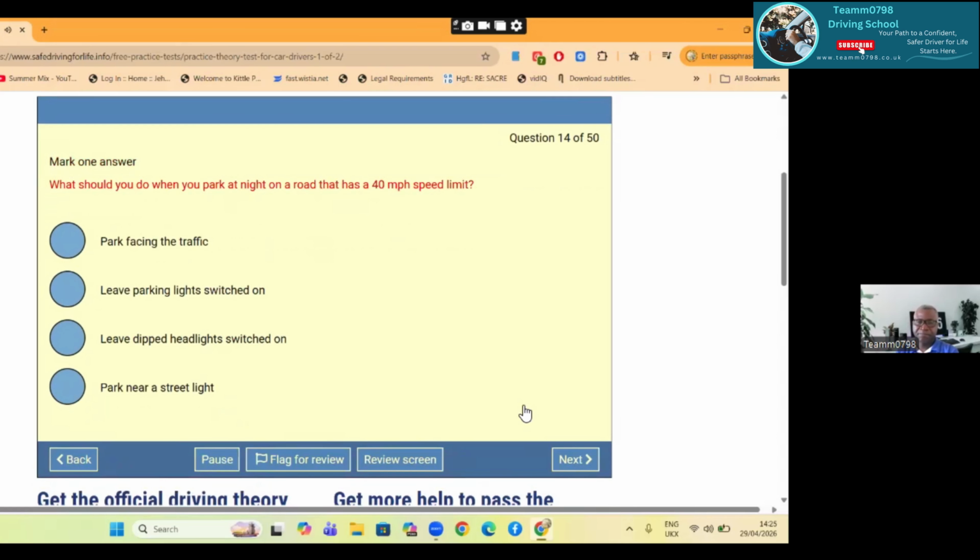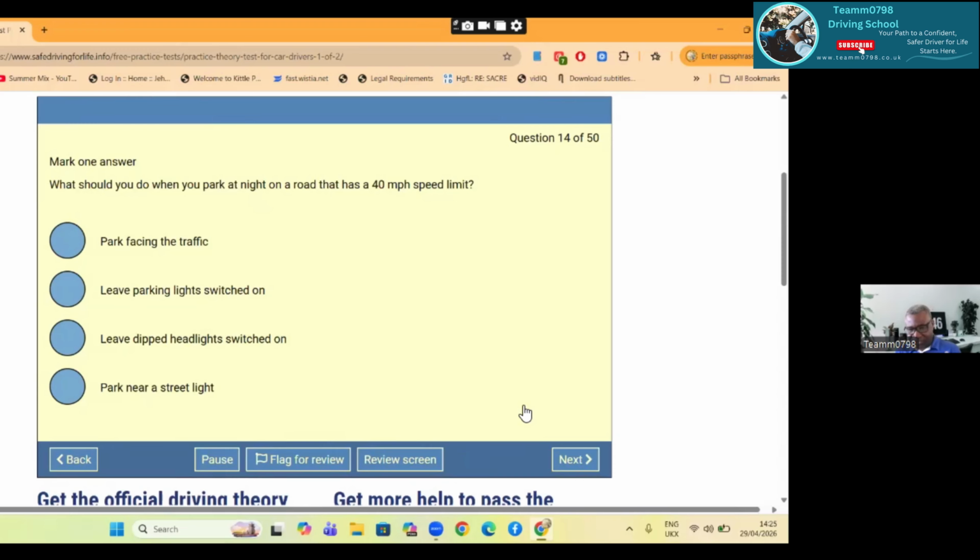What should you do when you park at night on a road that has a 40 miles per hour speed limit? Okay, so parking on the 40 miles per hour speed limit, you need to have your side lights on so that you can easily be seen. There are other reasons why you could park on the 40 miles per hour road, but I will not confuse you with those yet.